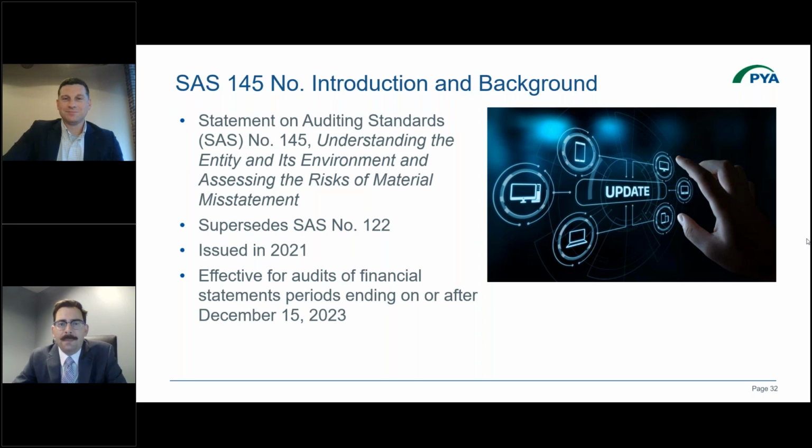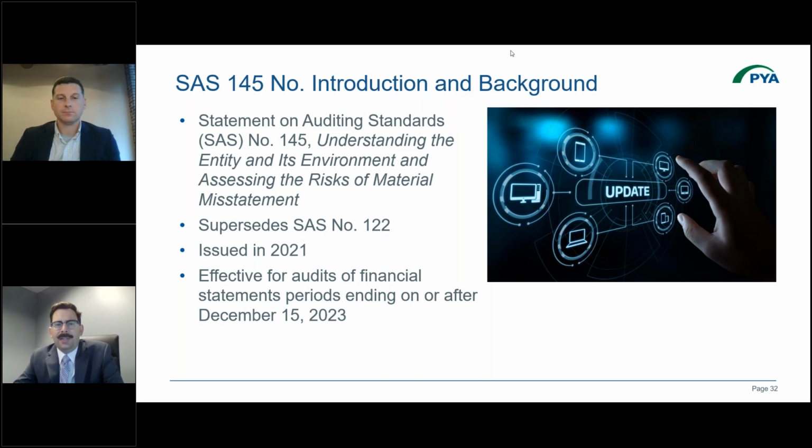Thank you, Matt. As Matt just mentioned, I'll cover some of the general background knowledge on this and then dive into some of the risk assessment changes. As you know, today we'll be discussing Statement on Auditing Standards, or SAS, number 145. It's titled Understanding the Entity and its Environment and Assessing the Risks of Material Misstatement. SAS 145 will supersede SAS 122. SAS 122 was last updated in 2011, so it's been a number of years since this guidance has been brought up to date.